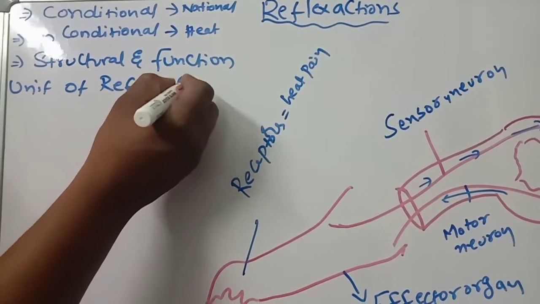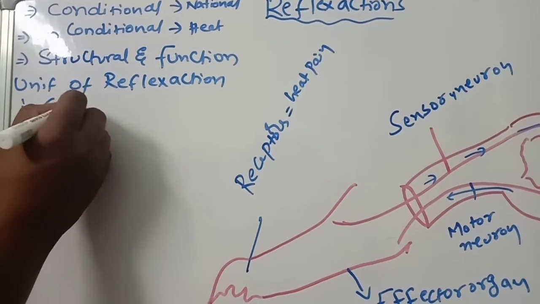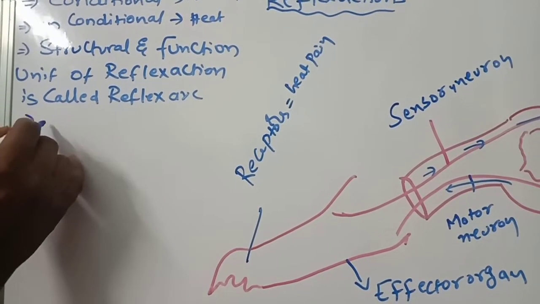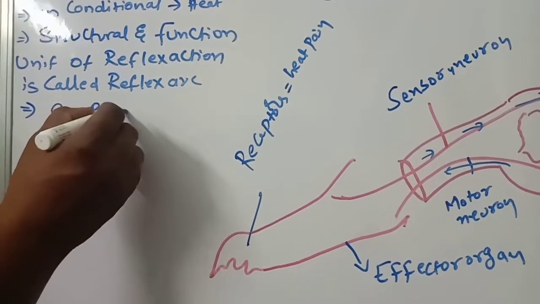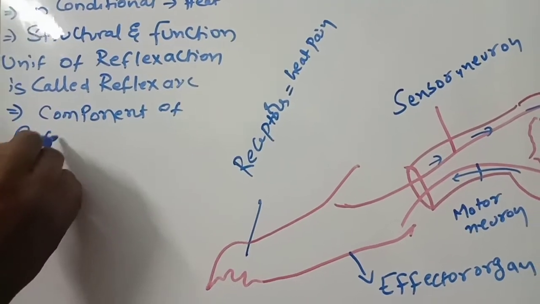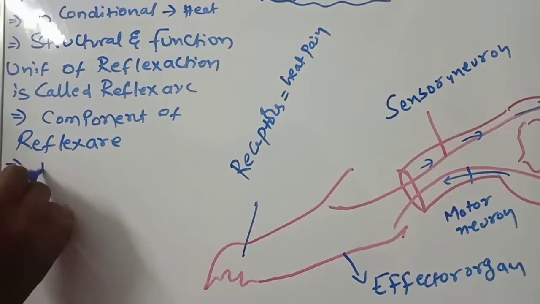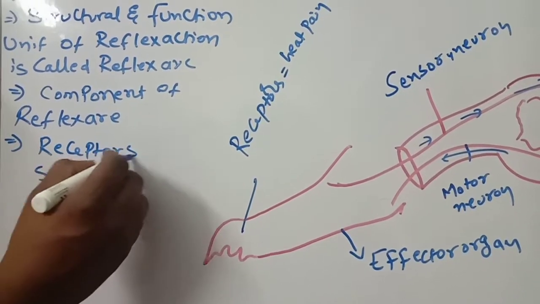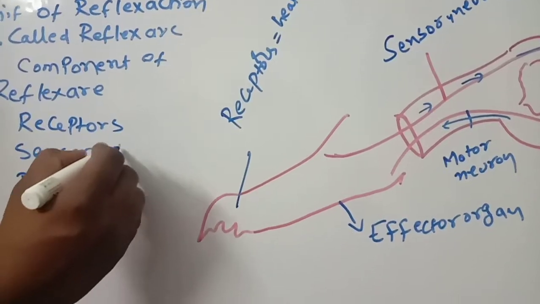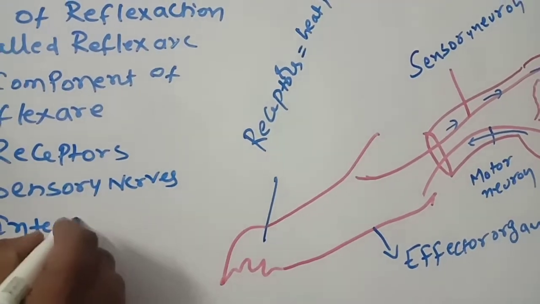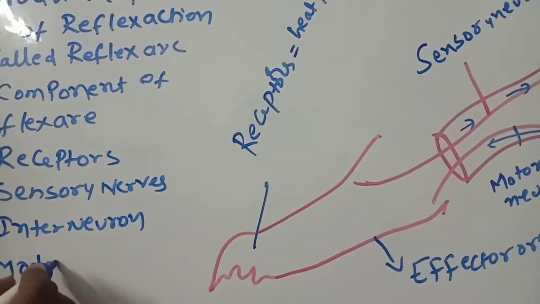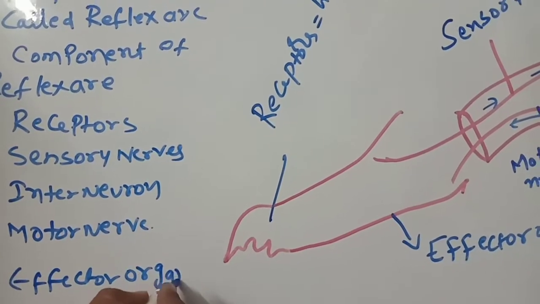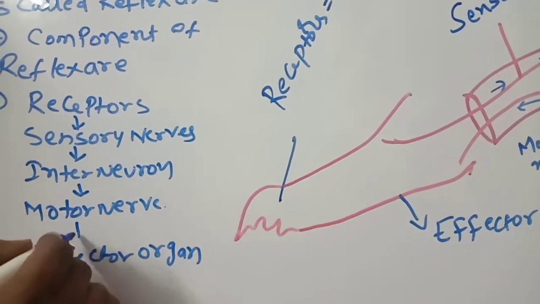Now we are going to discuss the reflex arc, the structural and functional unit of reflex actions. The components of the reflex arc are R S I M E. R means receptors, S means sensory nerves, I means interneuron, M means motor nerve, and E means effector organ. So receptors to sensory nerve to interneuron to motor nerve and effector.